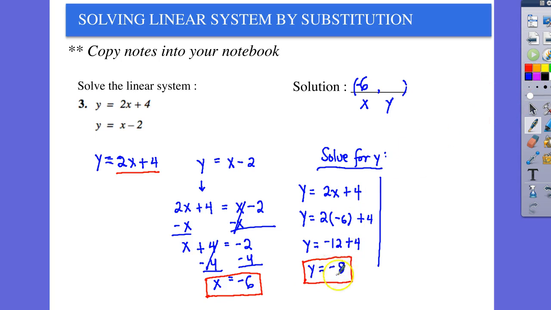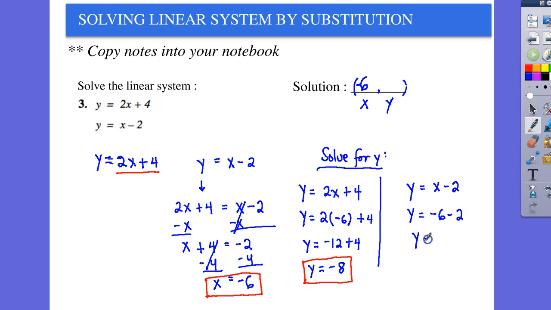A way to check if this is correct is to plug in your x on your second equation. If you get the same value for y, that means your answer is correct. So let's do that. Let's use the second equation now. y equals x minus 2. Let's use that to solve for y. So y equals x, which is negative 6, and then minus 2.